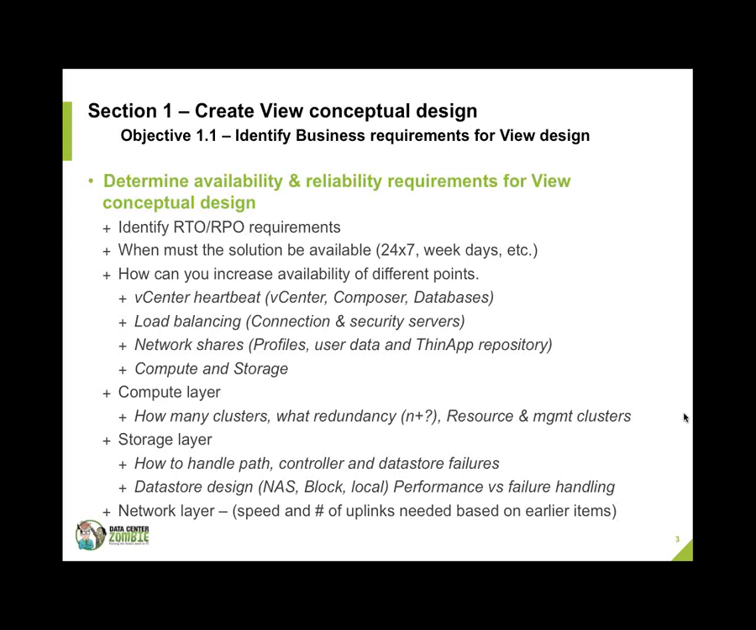And then the storage layer. So how can I protect those LUNs or NFS shares or whatever technology I pick? So how am I going to handle path failure or controller failure or data store failure? And architect for performance versus how I handle those failures. The network speed, so I'm going to need to know how much network I need and be able to provide ample enough uplinks so that if I should, say, have half of my network fail, if it's a dual home or dual core network, that I can still perform without any major interruptions in service.